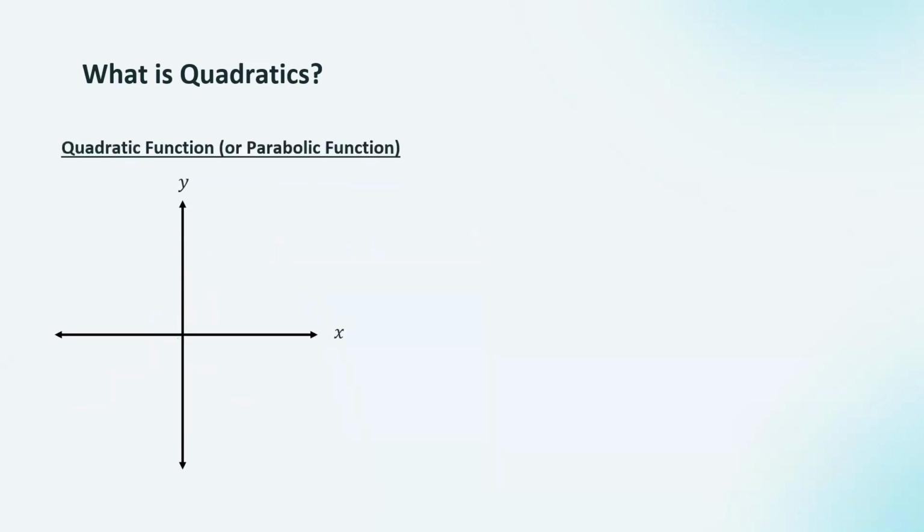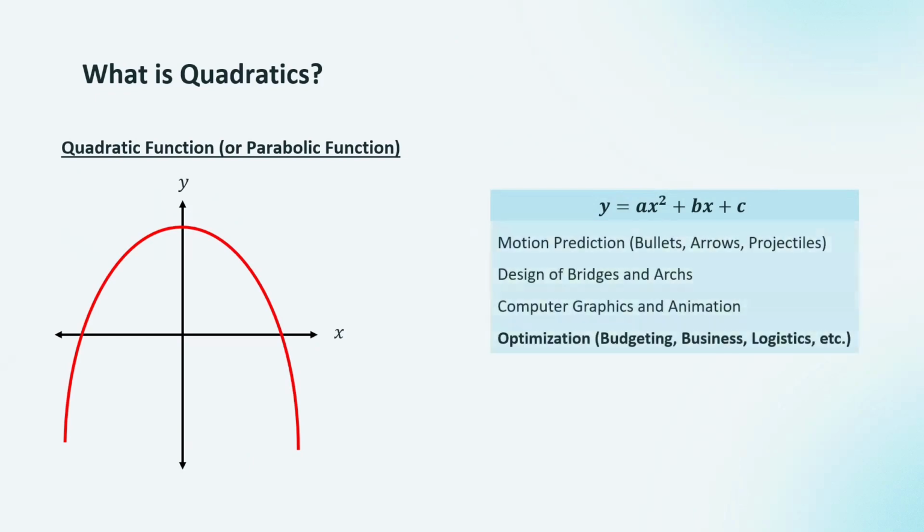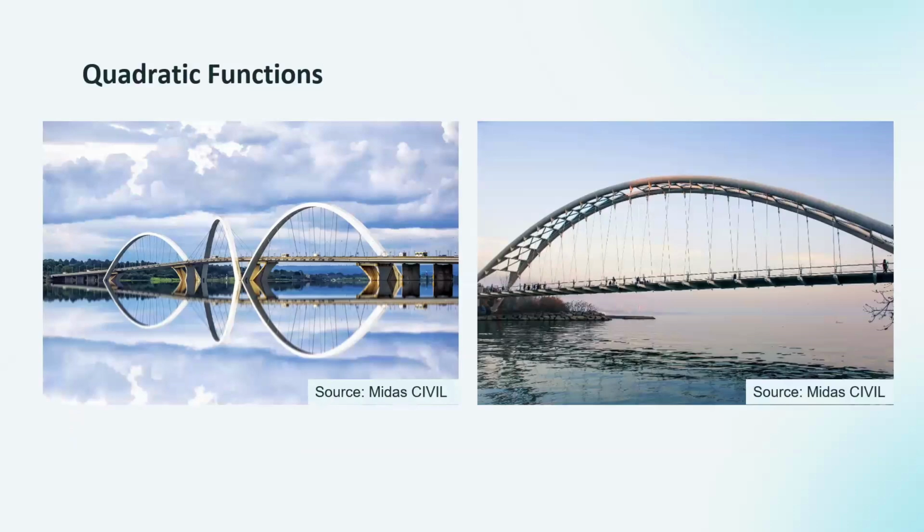Now, what about a quadratic function? A quadratic function is also called a parabola because it is shaped like a parabola. And the general equation for this is always going to be ax squared plus bx plus c. The usage for a parabolic function is going to be motion prediction, where you can predict the motion of bullets, arrows, and also projectiles. You can also design bridges and arches. You can also use it for computer graphics and animation, and for optimization regarding budgeting, revenue, logistics, etc.